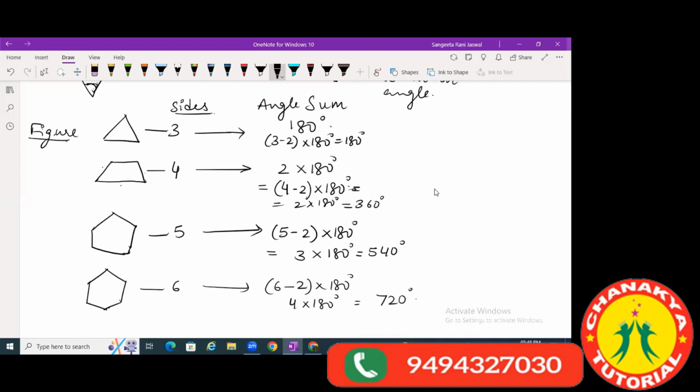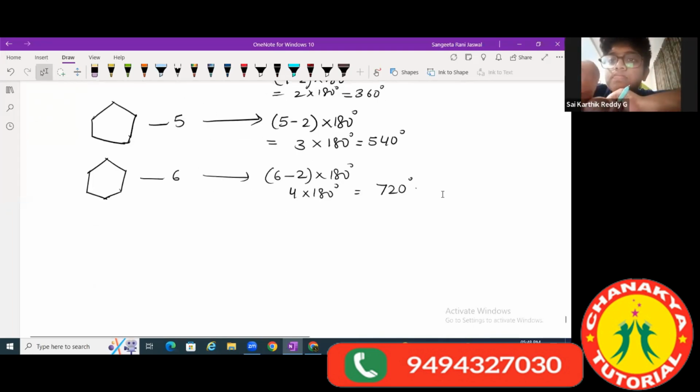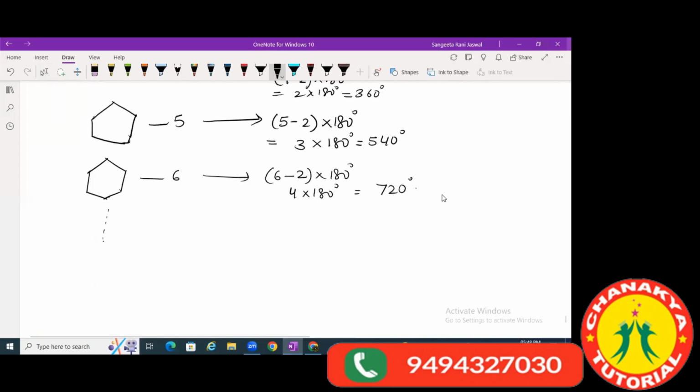720 degrees. Are you understanding that? Yes, ma'am. Similarly, now, if I take any number of sided figure, say n sided figure, okay?